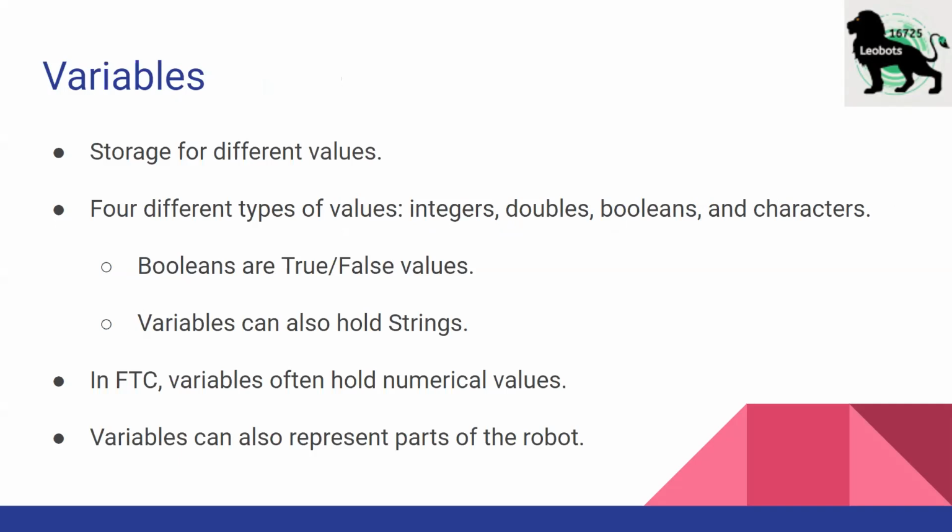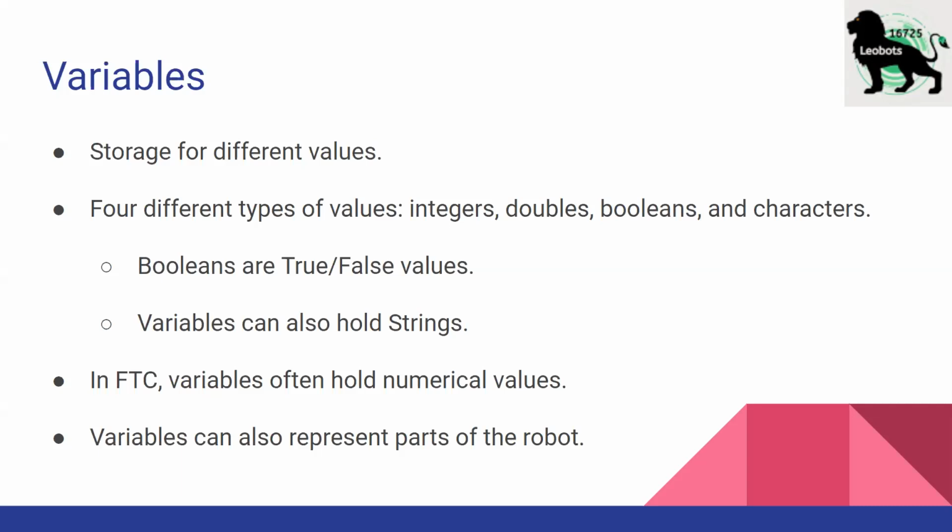Now, variables. So variables store a value. Usually in Java, they have the capacity to hold integers, doubles, booleans, characters, and strings. So integers are just your basic whole numbers. Doubles are then those numbers but with decimal points. Booleans are true and false. Characters are just singular letters, and strings are phrases.